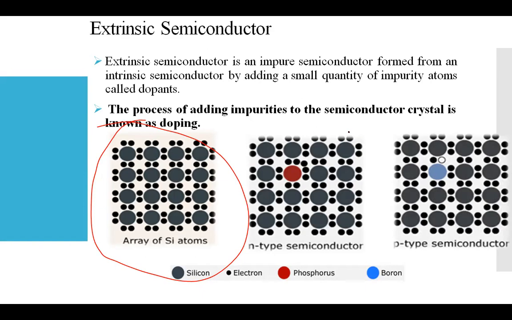Are you getting what I'm telling you? The first diagram is for the intrinsic semiconductor, which is the pure semiconductor material. In the other one, by the doping process, we are adding some impurities. We are using phosphorus in one case, and in the second case, we are using boron. Based on that, there are two types of extrinsic semiconductor material, either P type or N type respectively.